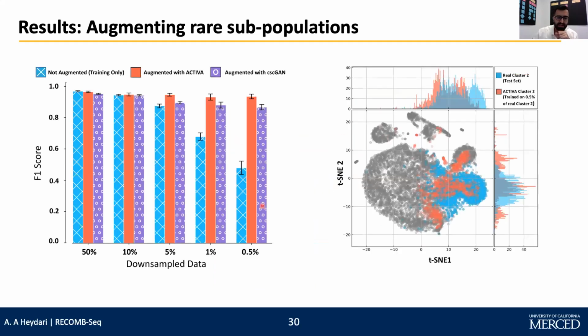And here we can see that even if we train on about 0.5% of the total number of cells that we had initially, if we augment the data with ACTIVA, we can get a really high accuracy.